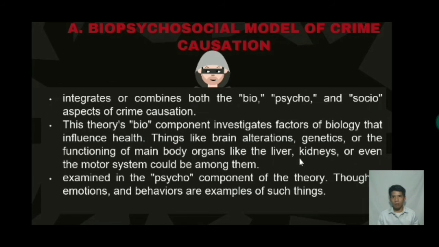So under the biopsychosocial theories, we have the psychosocial model of crime causation. So it integrates or combines the bio, psycho, and social aspects of crime causation. In this theory, bio components investigate factors of biology that influence health, things like brain alteration, genetics, or the functioning of main body organs like the liver, kidneys, or even the motor system. Examining the psycho components of the theory through emotions and behaviors are examples of such things. So, biopsychosocial attempts to understand the behavior of criminals by considering its biological aspects, such as genes, hormones, and brain structure. And this theory was created by George Engel and John Romano.